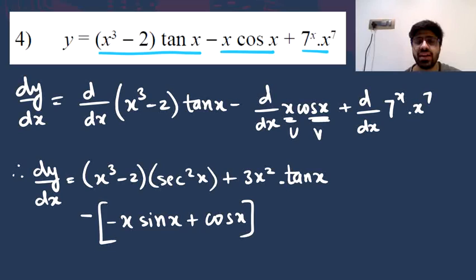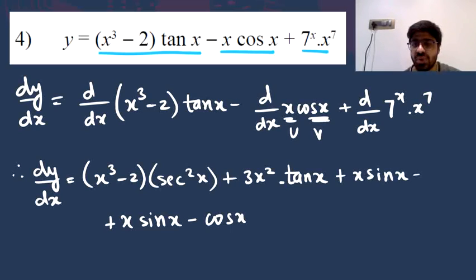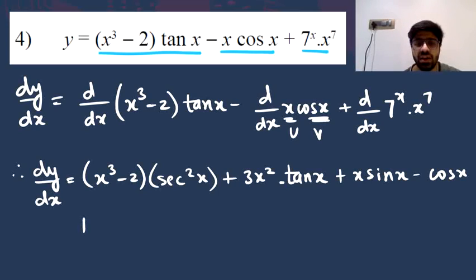You can open up the bracket right here. So that will give you plus x sin x minus cos x. And these two terms we can write them here only. So plus x sin x minus cos x. And then we can continue with taking a derivative of the final term here.